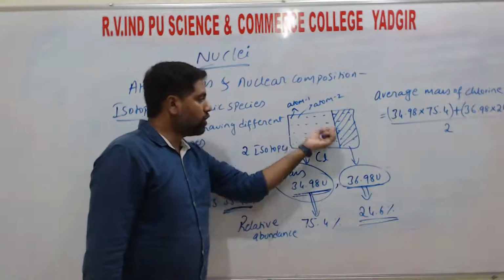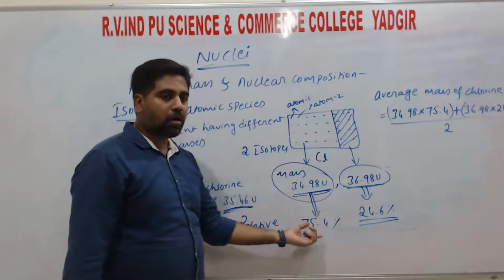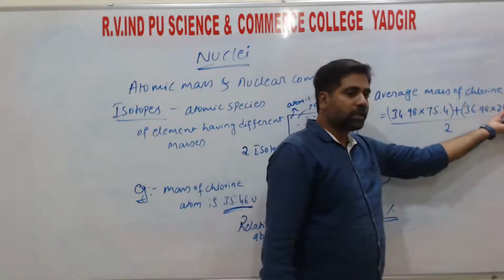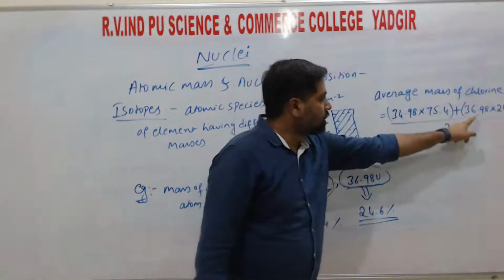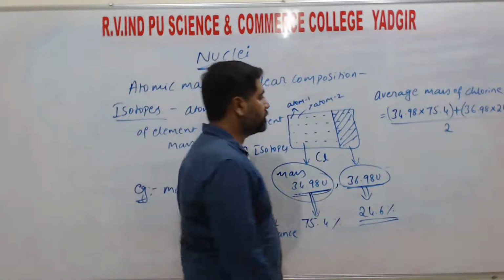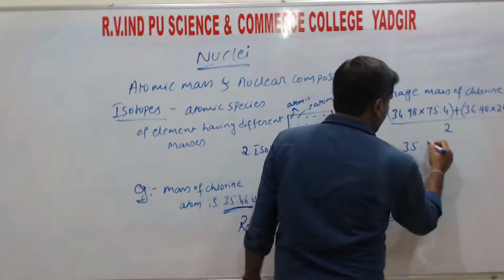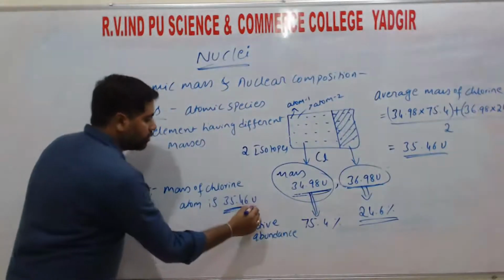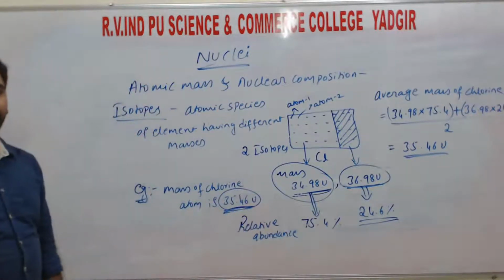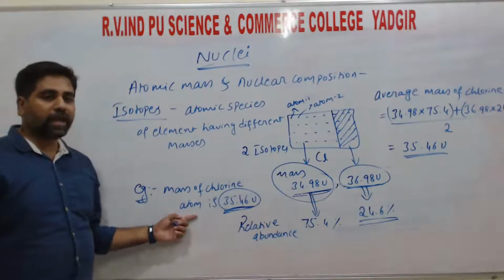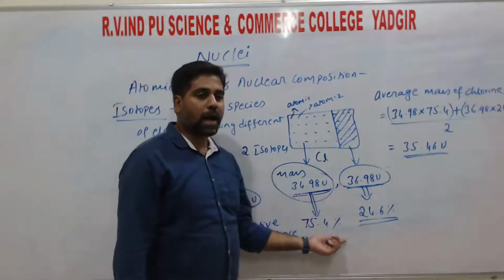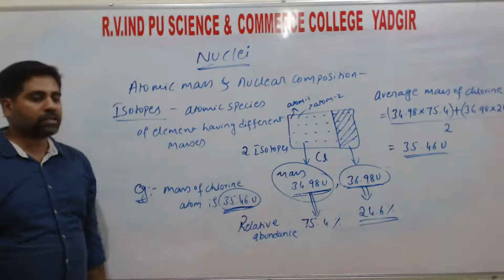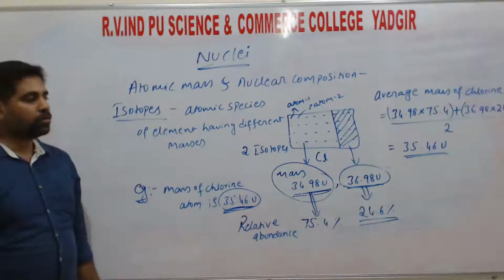So 75% of atoms have the mass 34.98 and 24 percent of the atoms have the mass 36.98, right? If we simplify, we get 35.46, right? So that is what we have taken here. The mass of chlorine is the average mass of these two isotopes. In general we write it like this: 35.46 U, that is atomic mass unit, right?